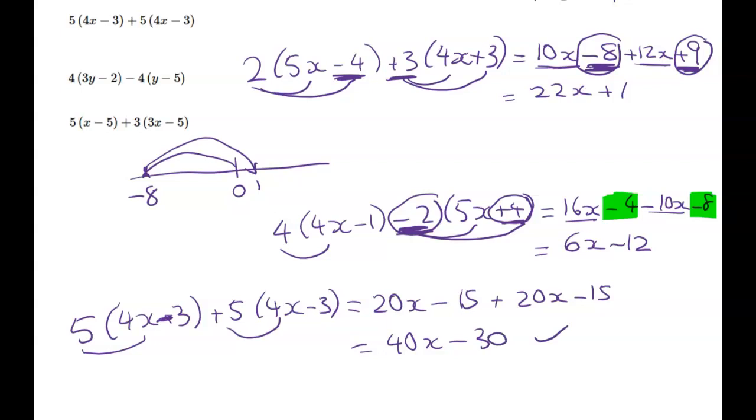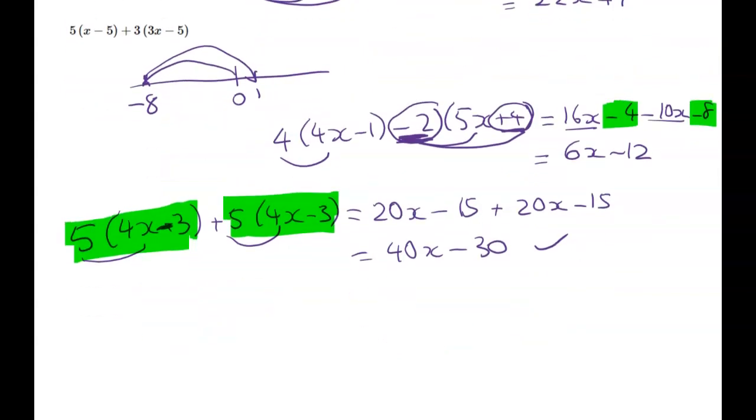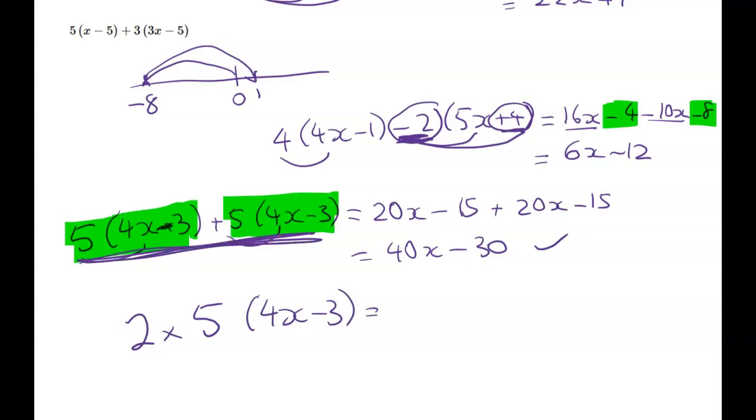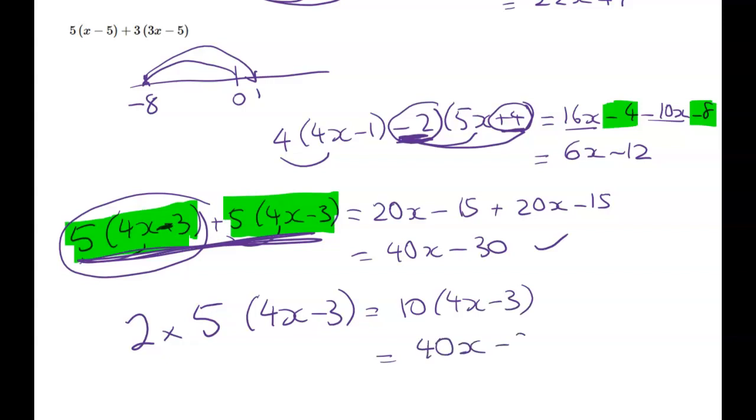That's fine, and that's how I would expect most Year 9s to do it. But I want you to notice something else. Back at the start, some of you will have seen that I've got 5 times 4x minus 3, and then another lot of 5 times 4x minus 3. So what I've got is 2 lots of 5 times 4x minus 3. That means I've got 10 lots of 4x minus 3, and when I expand that, I get 40x minus 30. So it's just 2 different ways to see the same thing. When we're getting stronger at maths, one of the things we really like to be able to do is connect up different ideas.